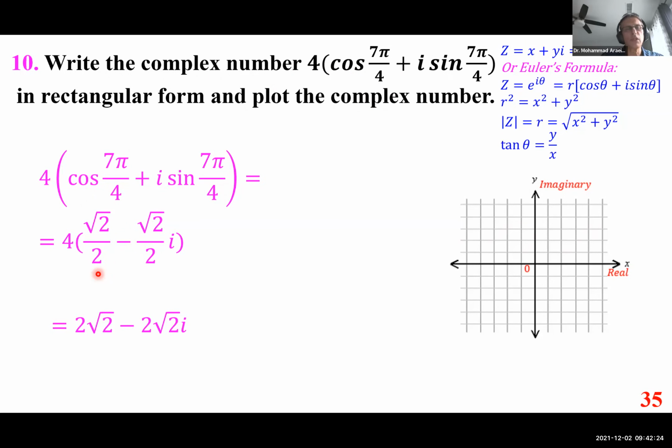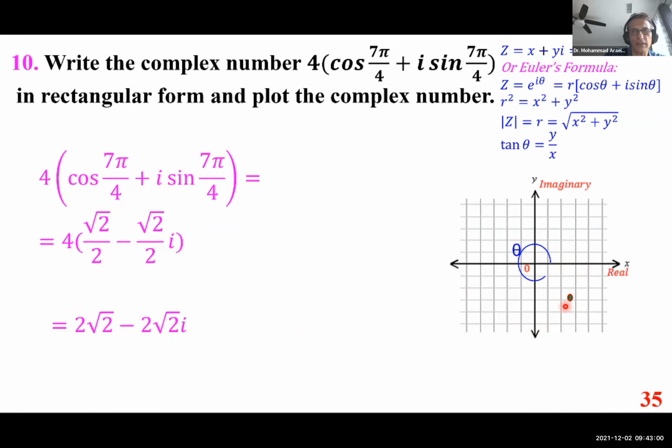So you want to graph this. The very first thing you do, notice this angle of 7 pi over 4. Remember square root of 2 is about 1.41. So 2 times that is about 2.82. The same thing here, 2.82. But this goes along the x-axis, 2.82. This goes down because it's negative by 2.82, and it gives you this point.